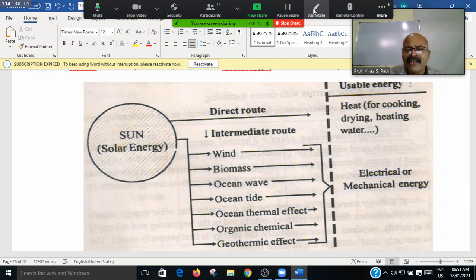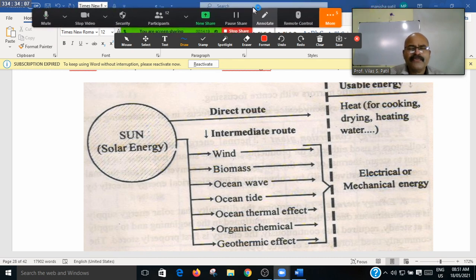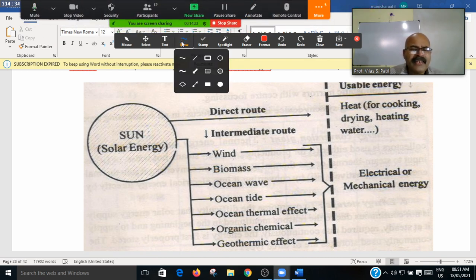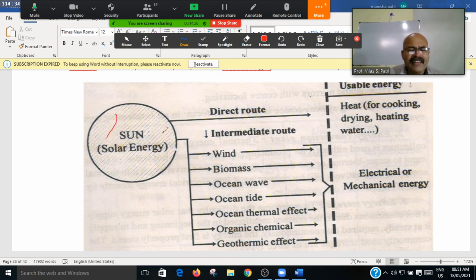This is the solar energy; I am going to use annotations here. These are the direct routes: solar energy is used directly for the heating effect, for drying clothes, drying seeds, drying other things. The heat radiations are used here. Again for cooking purposes, by using a solar cooker, one can use the solar radiation for cooking, for drying, and for heating water, that is the solar heater.